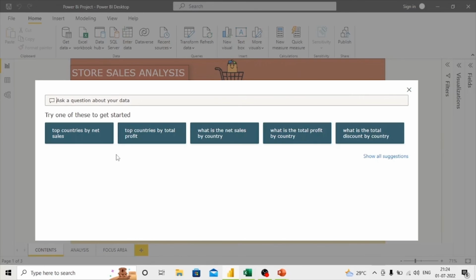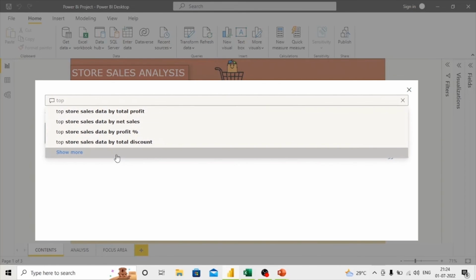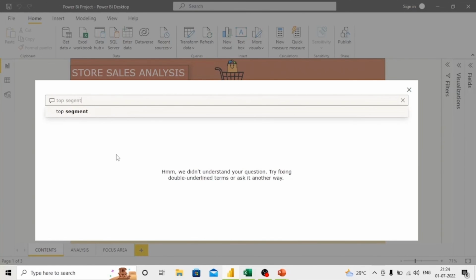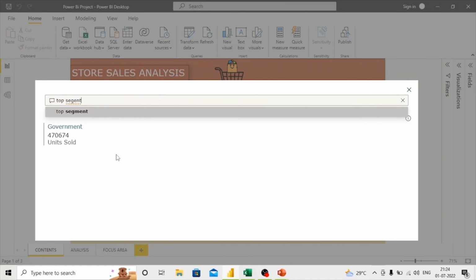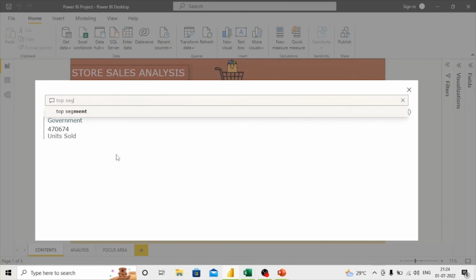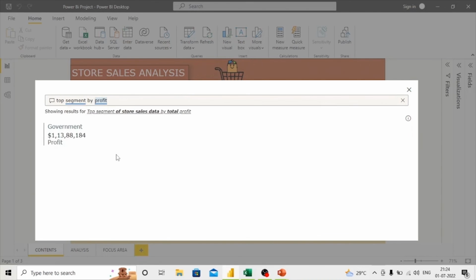In a similar way you can also find the top segment by profit. So we can find government has the highest profit. This type of thing basically helps you to understand and summarize the data in a very easy manner.